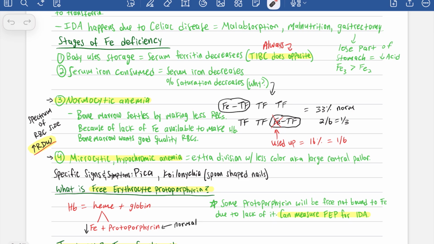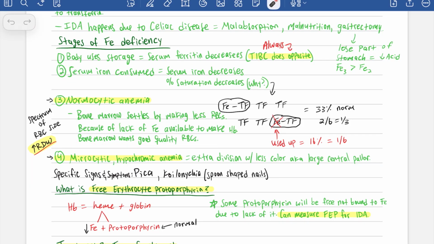And the next stage of iron deficiency is actually normocytic anemia. So we're still talking about microcytic anemia, but in the process of this microcytic anemia, the patient will present with normocytic anemia. And the reason is because the bone marrow settles by making less red blood cells because of the lack of iron available to make hemoglobin. And the bone marrow wants good quality red blood cells. That's why it does that.